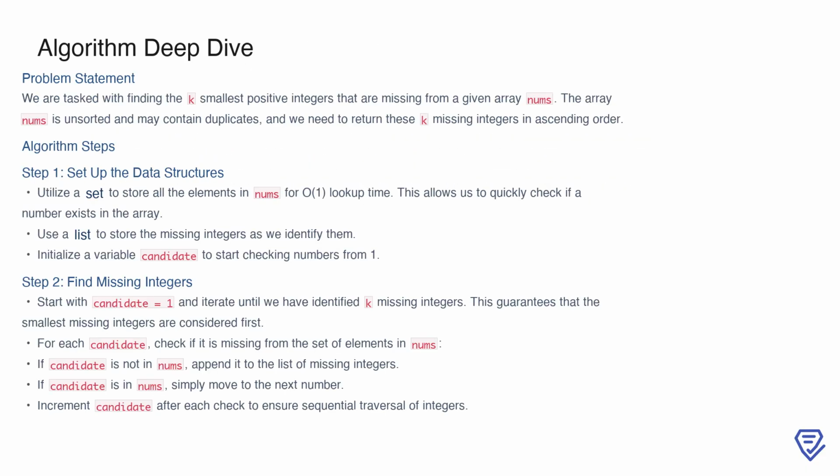To solve this problem, we need to find the k smallest positive integers missing from an unsorted array nums. The array may contain duplicates, and the goal is to return these missing integers in ascending order.